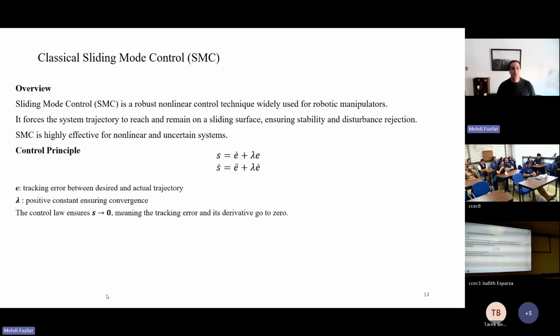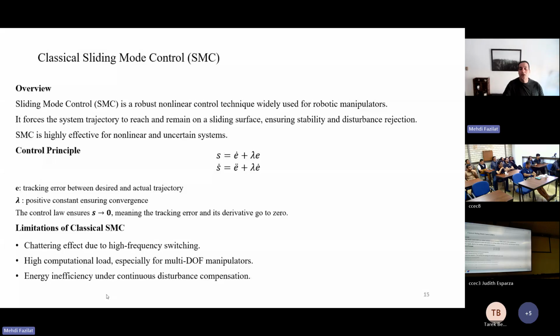The control principle is shown here. The sliding variable is defined with the tracking error and its derivative. When the sliding variable goes to zero, it means that the robot's actual trajectory stays perfectly on the desired trajectory that we designed for the manipulation.